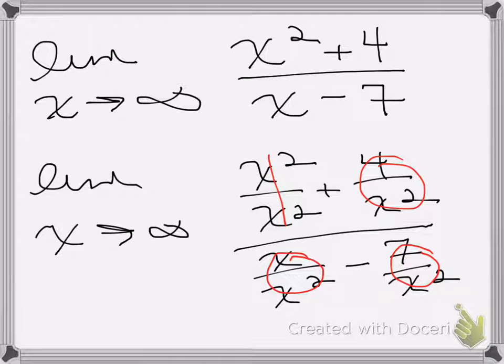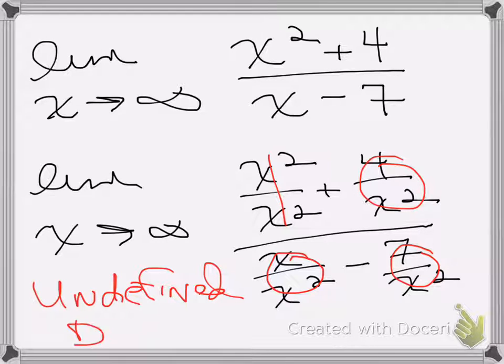So what does that mean? Well, that's just undefined. So in this case, my limit is undefined, because I cannot divide by 0, so it's undefined, so the limit does not exist.